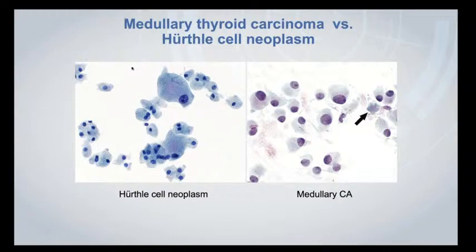Nucleoli typically are prominent in Hürthle cell neoplasms, at least focally, as seen here. They're not typically prominent in medullary carcinoma. Now, having said all that, there's exceptions to every rule. And ultimately, I would just recommend that you have a very low threshold for making a cell block. And if you have any doubt at all, do a thyroglobulin and a calcitonin. And in the majority of cases, that will clearly distinguish these two neoplasms.